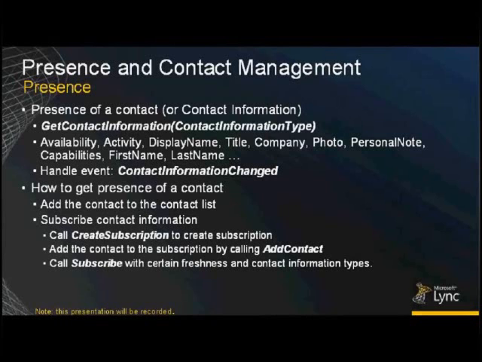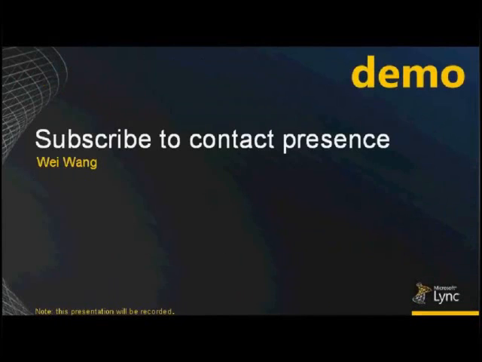So here's the question: how do I get the presence of a contact? In order to get the presence of a contact, you need to subscribe for this contact's presence. 2 ways to do that. One is add this contact to the contact list. Lync will do the subscription automatically for you. If you don't have this contact in your contact list, you need to subscribe for this contact information explicitly. To do that, you can create subscription and then add contact to that subscription and then subscribe. Here I will have a demo to show how to do the presence subscription.